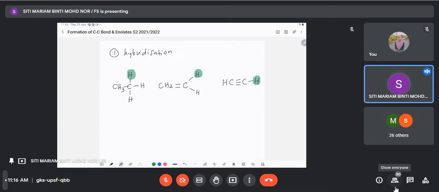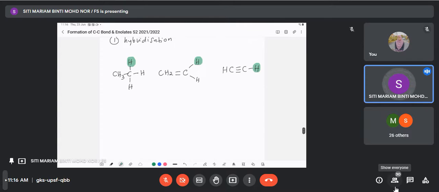Now, when you react this acidic proton with a base, the base will extract the proton, so you will get a carbanion. I draw the structure of the carbanion down here: CH3, C, H, your carbanion after the base abstracts your acidic proton. The middle structure has the carbanion there, and the last structure has the carbanion there.